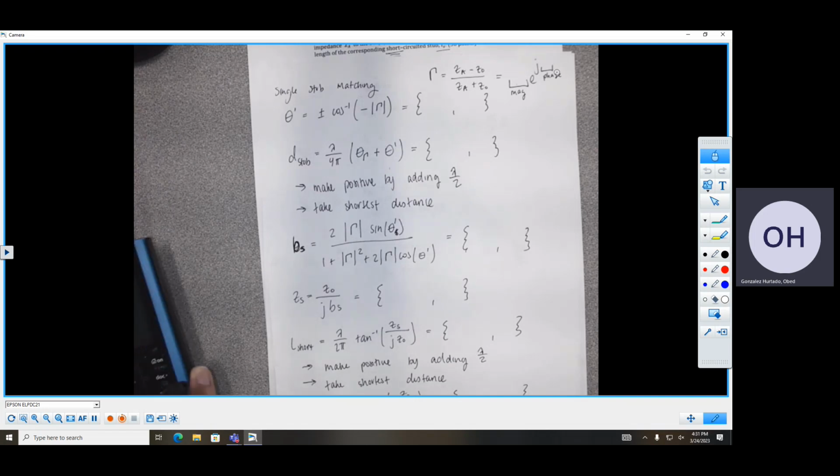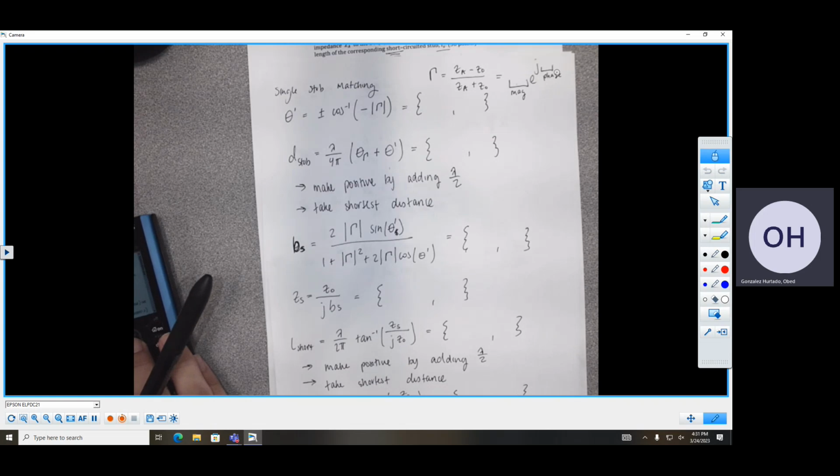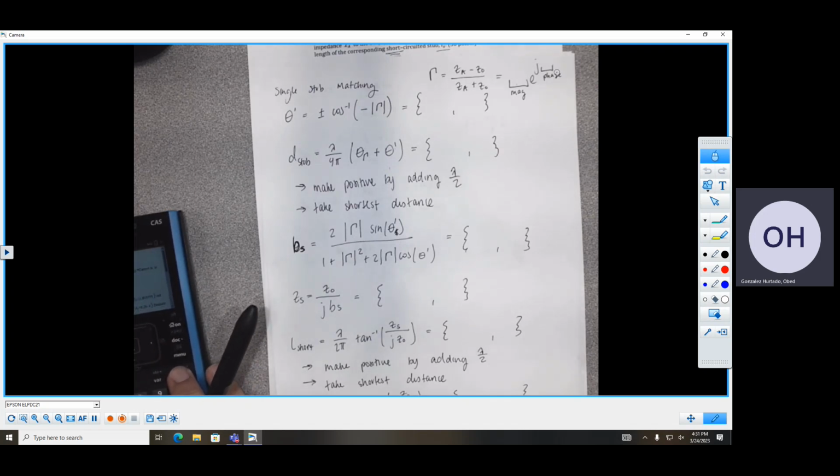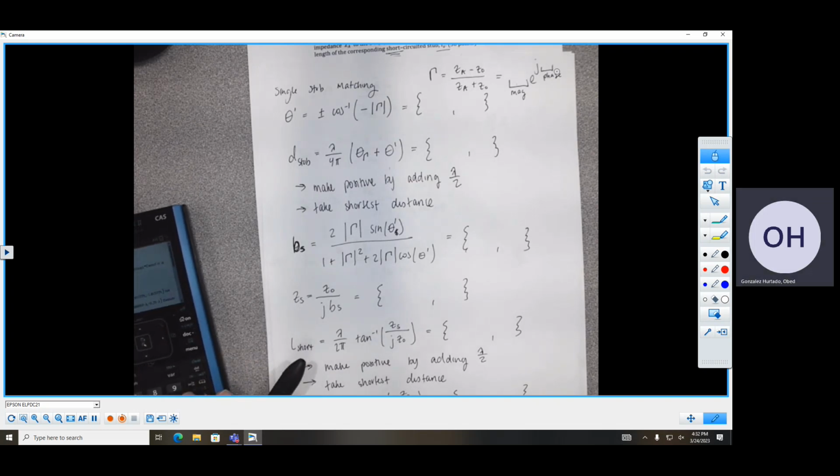Let me see. So we have that. And then what did we get for tau? Let me see, where's ZA? Oh, I got the wrong value for ZA. We'll go with that. Let's see, what did Obit choose?